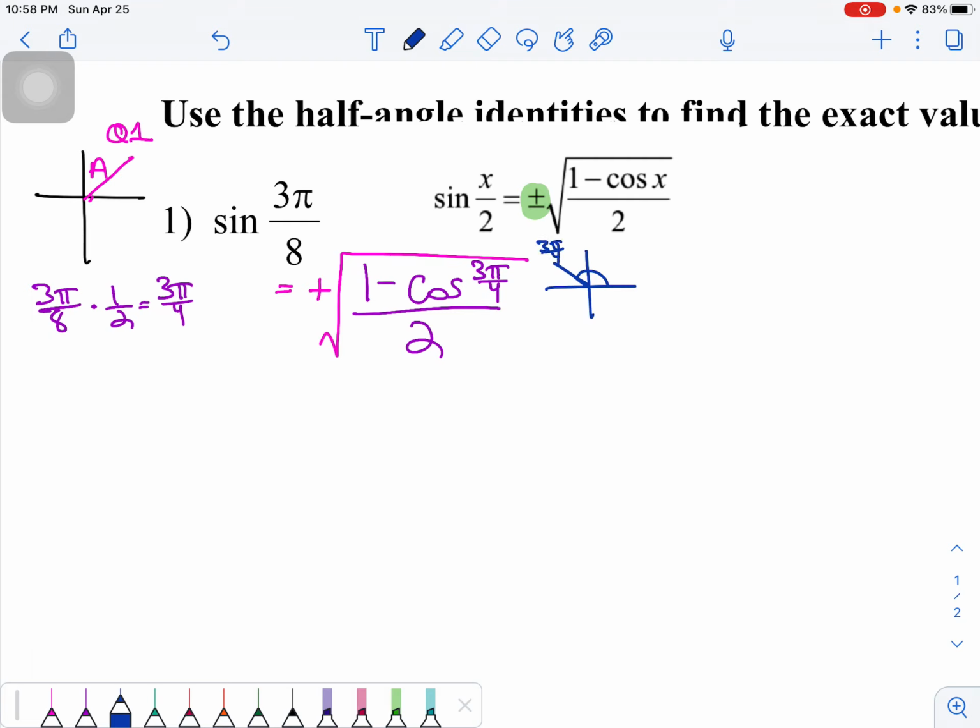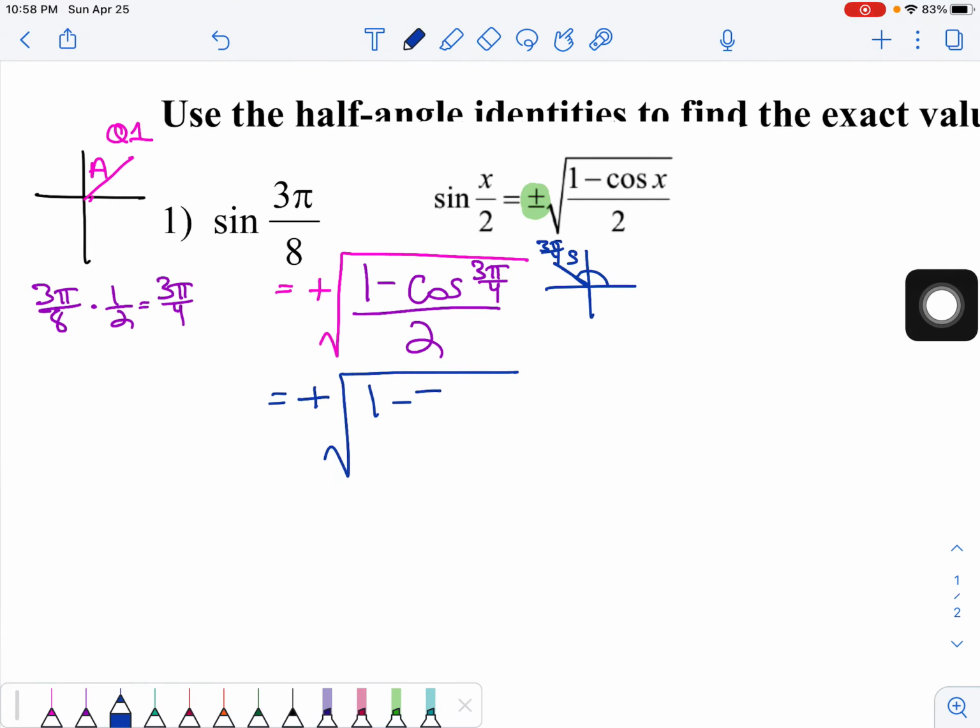This is 3 pi over 4. And in quadrant 2, cosine's negative. All right, the sine is positive. So what does that mean for this fraction? Well, the whole fraction's positive, so plus, okay, big old square root, 1 minus, now I also know that cosine of 3 pi over 4, whatever this value is, it's going to be a negative value, so negative.